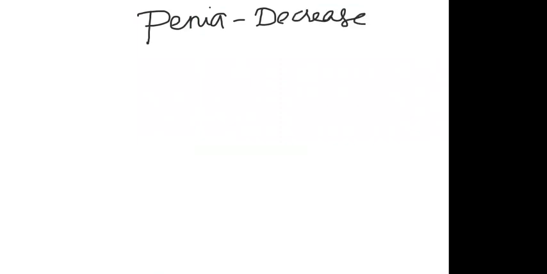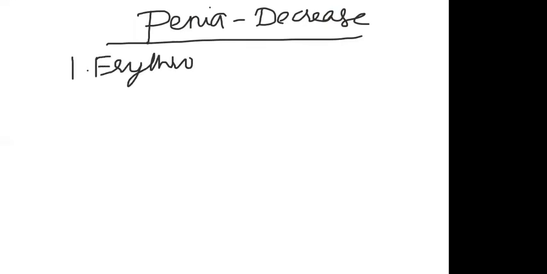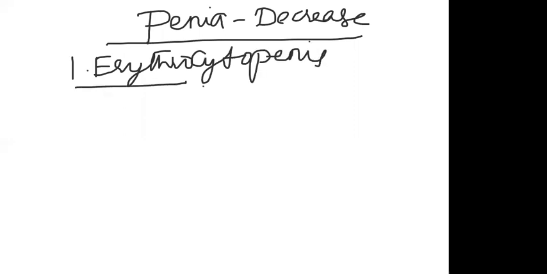Let's continue. One more, penia. Penia means decrease. A decrease in the number of WBC, we say penia. Remember, it means decrease. Let us start. Erythrocytopenia. Erythro, we already became familiar with. Erythro means RBC. So what is erythrocytopenia? Erythrocytopenia means a decrease in the number of RBC.